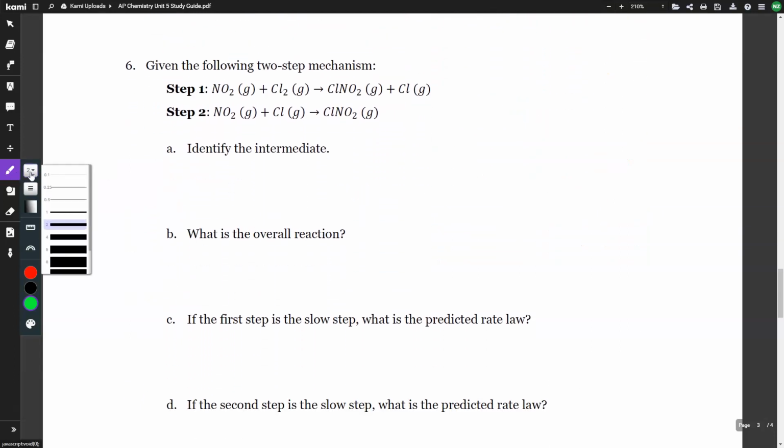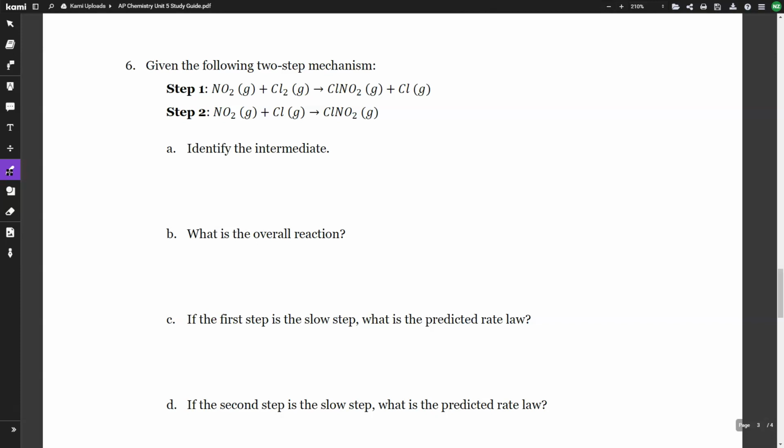Okay, 6 says, given the following two-step mechanism, identify the intermediate, what's the overall reaction, and then there's a couple other questions. All right, so remember, an intermediate is going to be produced in the reaction, and then it's going to be consumed. So it doesn't show up in the products, our final products.